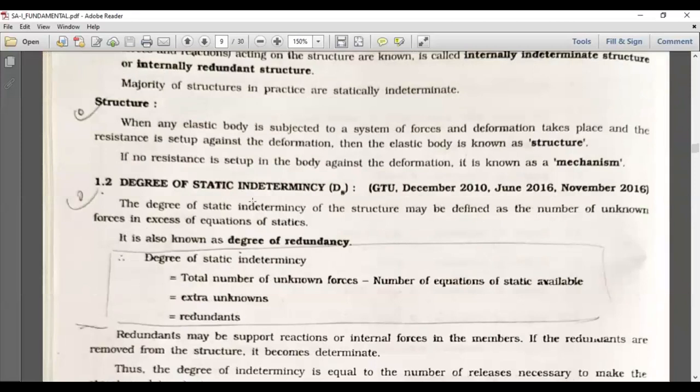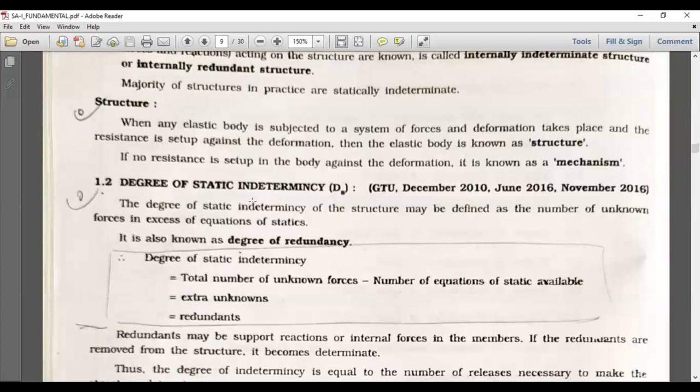What is a structure? When any elastic body is subjected to a system of forces and deformation takes place and the resistance is set up against the deformation, then the elastic body is known as a structure. If no resistance is set up in the body against the deformation, it is known as a mechanism. That's why the difference between mechanism and structure is vast.